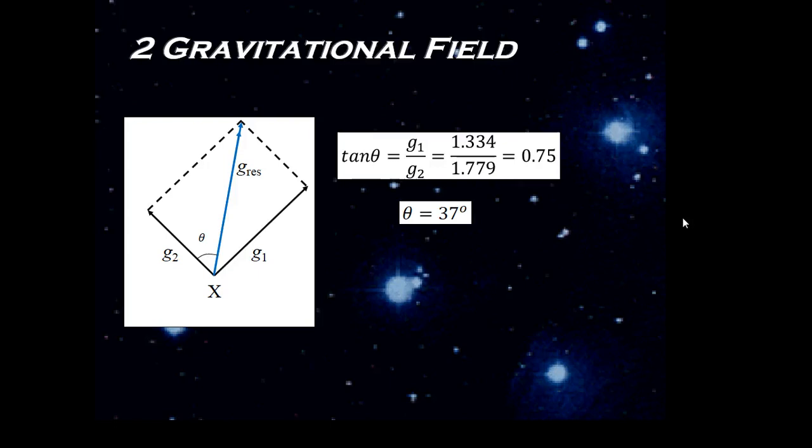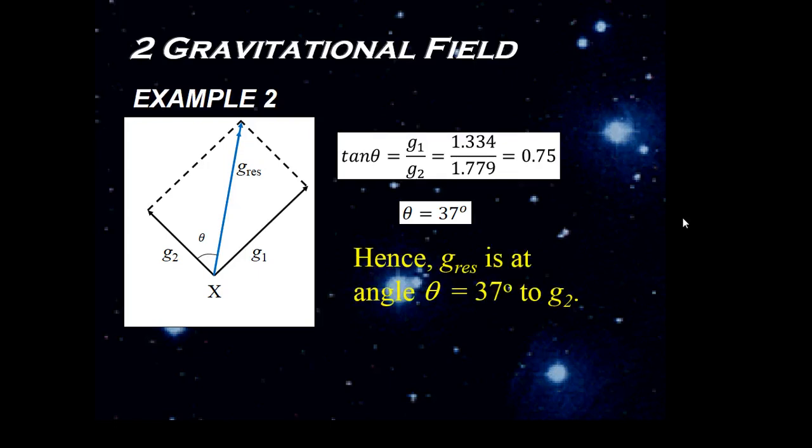To find the angle theta, you got to use the inverse tangent. Alright? And find the angle theta. Then you describe them together. Right. Hence, the resultant G field is an angle of 37 degrees to G2. Okay. Do you need to say clockwise from G2? Yes, if you want to be more specific, but we already have a diagram.